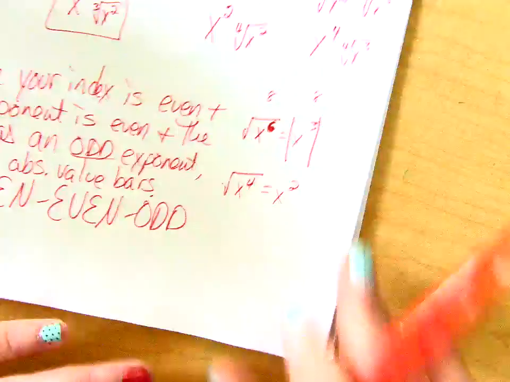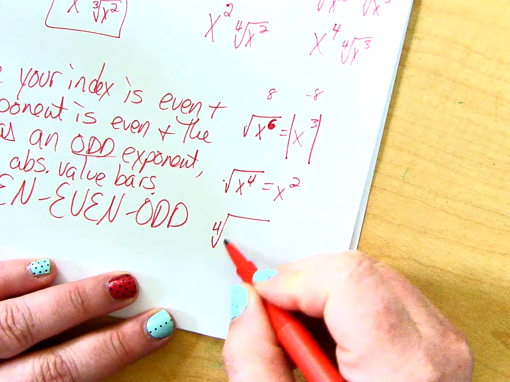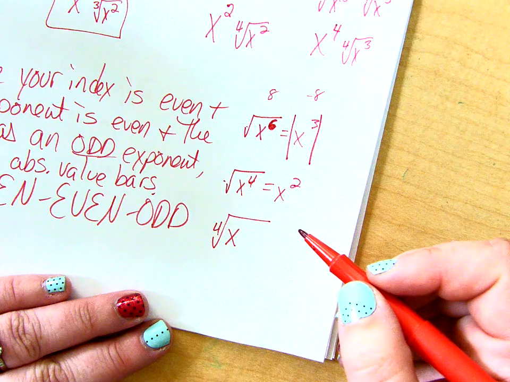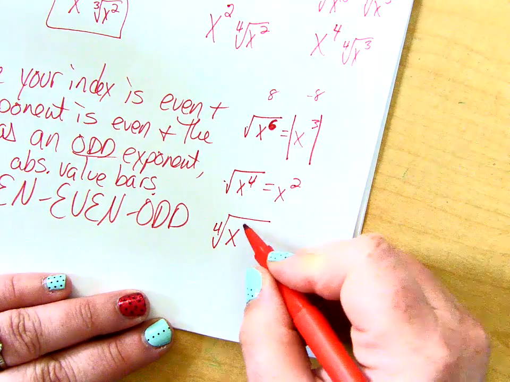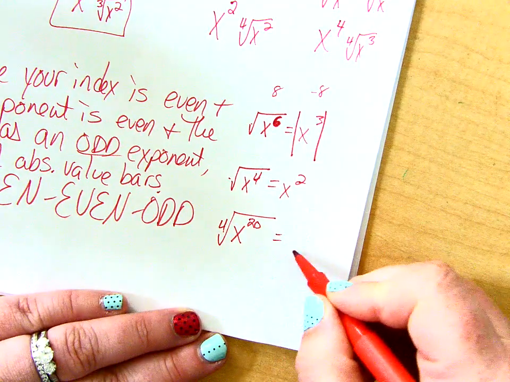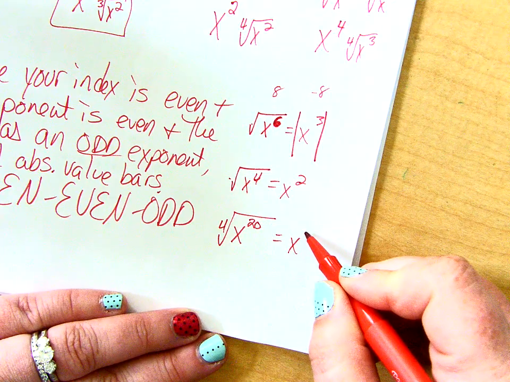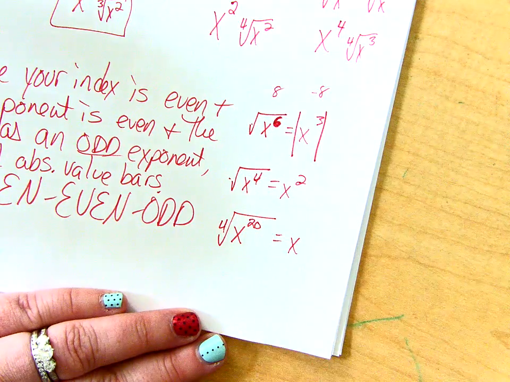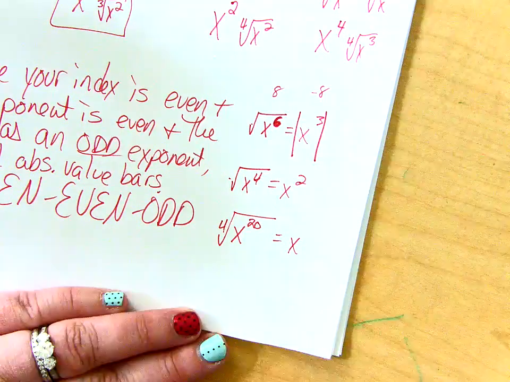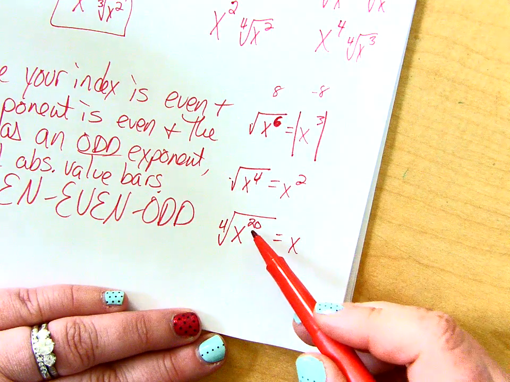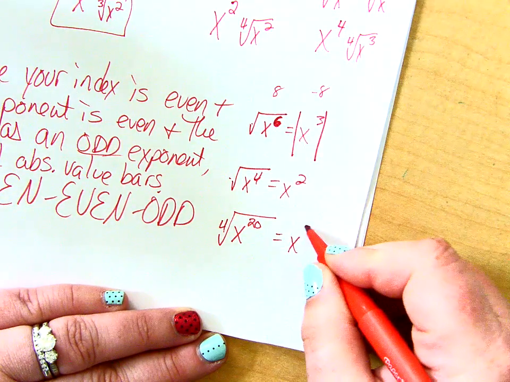Let me make up another example. Say you were trying to do the 4th root of x to the 20th. What's that going to come out to be? What's the 4th root of x to the 20th? To the what? Fifth, thank you. You just do 20 divided by 4, to the 5th.